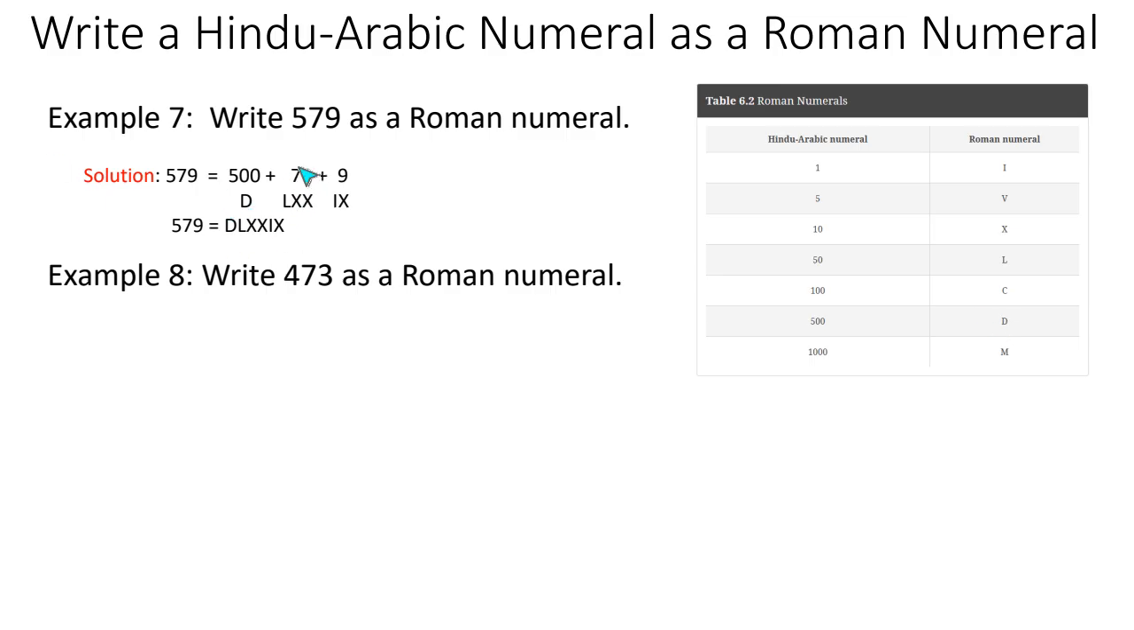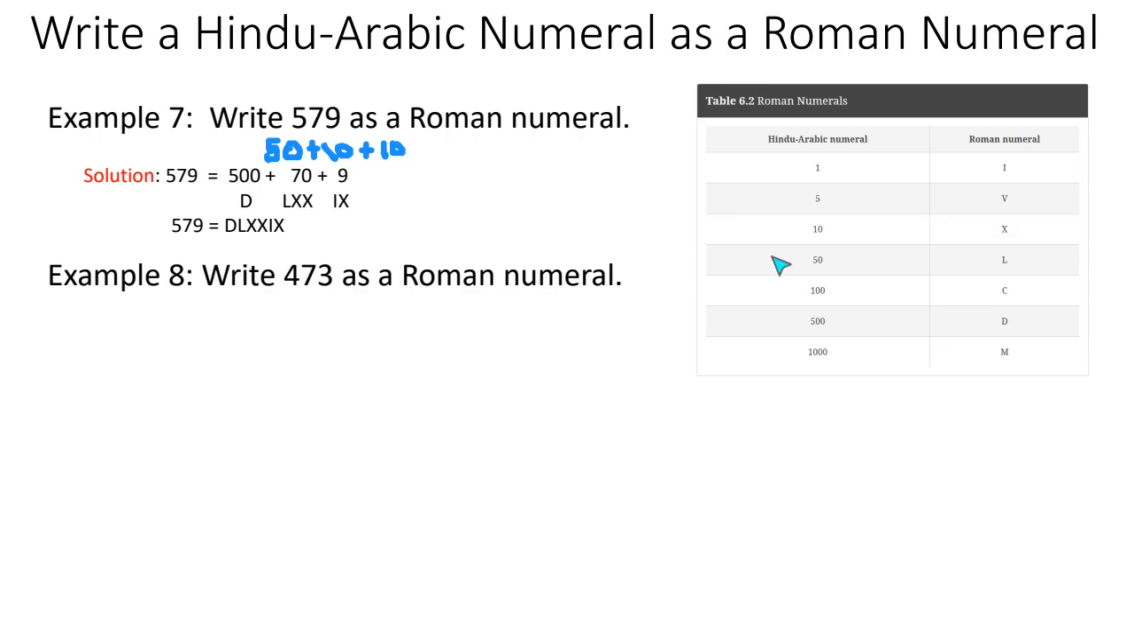Is there a symbol for 70? There's no symbol for 70, but we can write 70 as 50, and I probably should have broken it down a little bit more here, but 70 we could write as 50 plus 10 plus 10. So then here the 50 is represented with L, and then the 10s are represented with X.